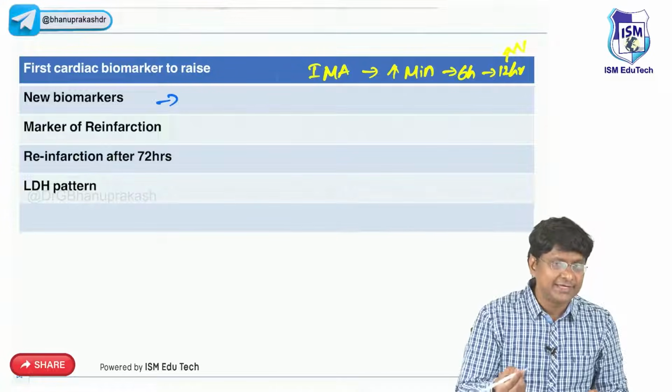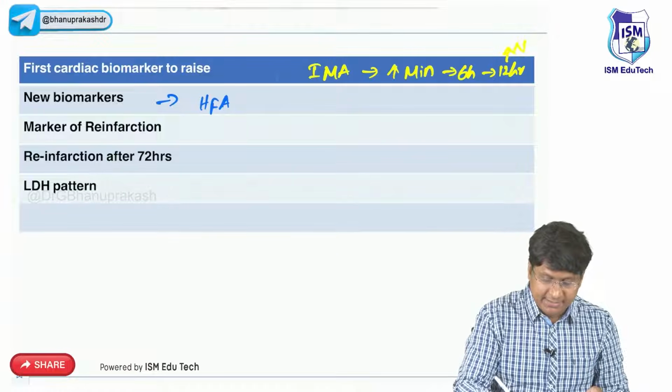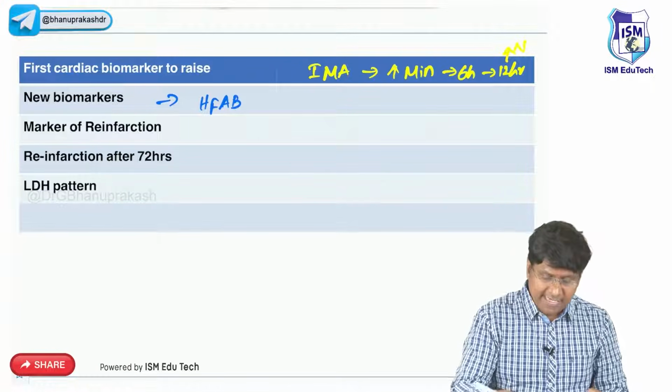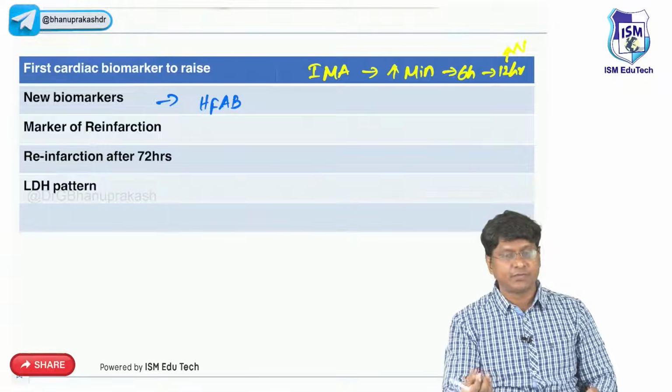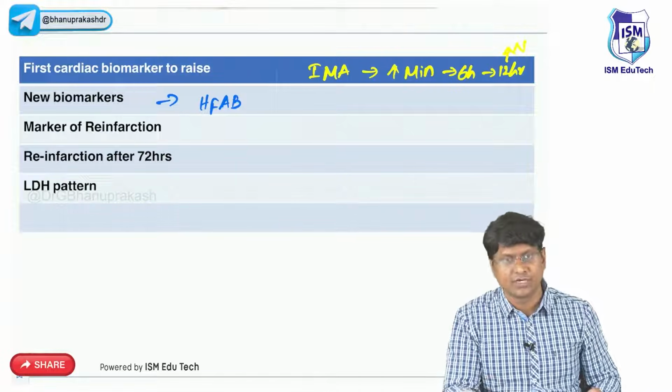And what are the other new biomarkers? That is heart fatty acid binding protein, right? And the other biomarker which is elevated within half an hour to 1 hour is even myoglobin. But that myoglobin is non-specific.